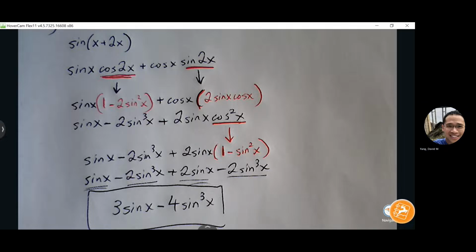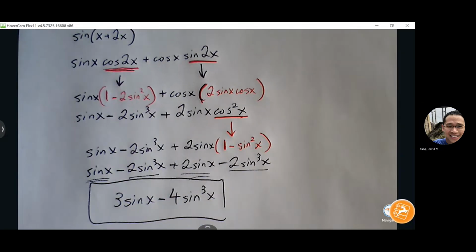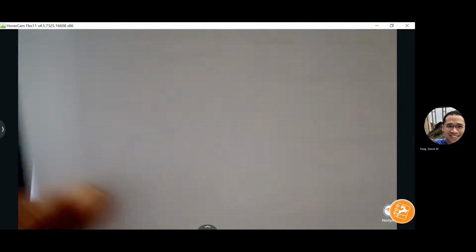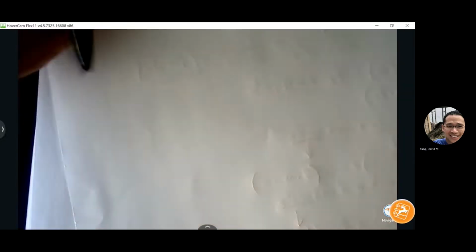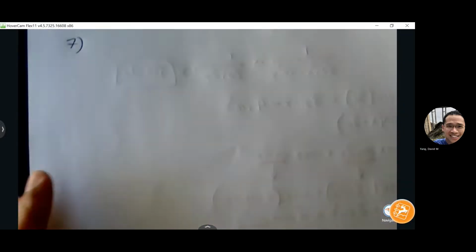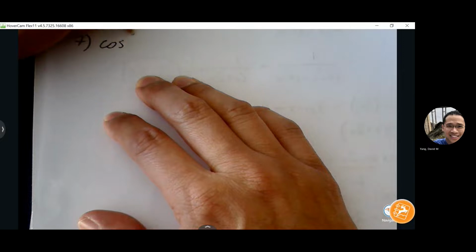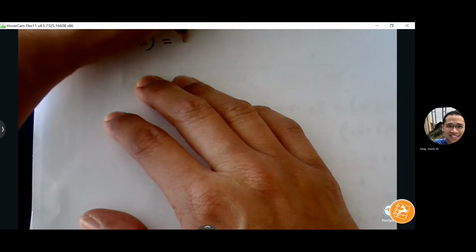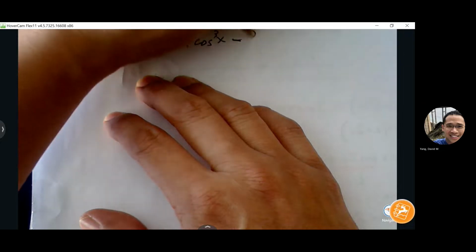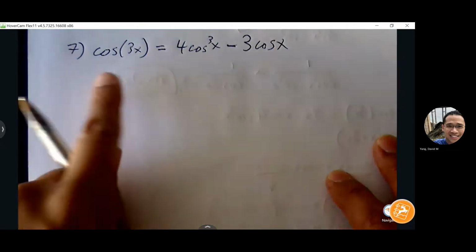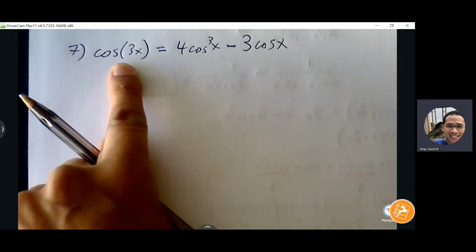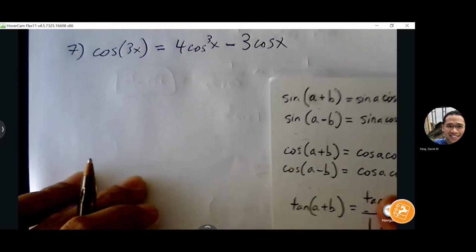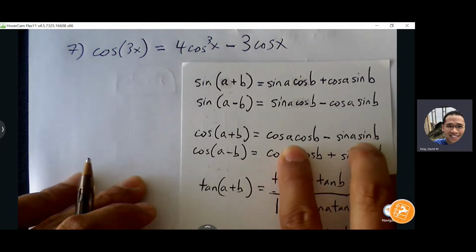Okay, number 7. Okay, is everybody okay with 6? Same idea, right? Cosine 3x, I can break it down into what? Yeah, cosine x plus 2x, but I have a different rule for that.